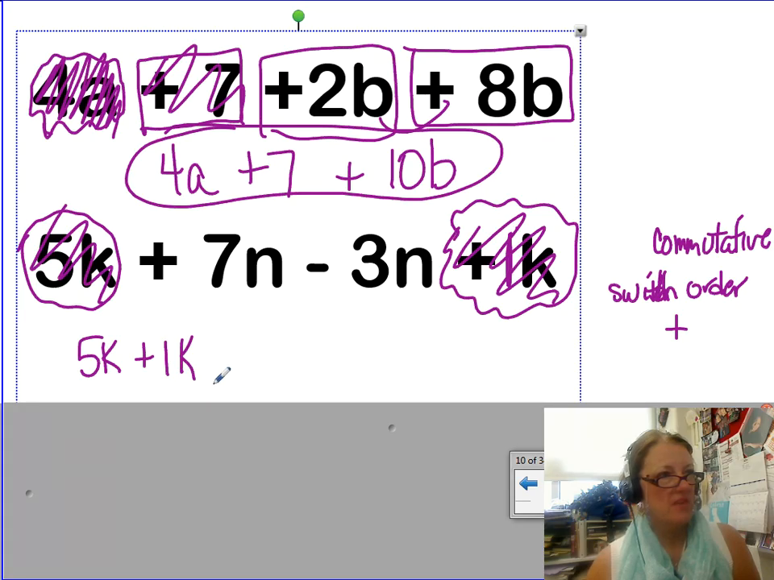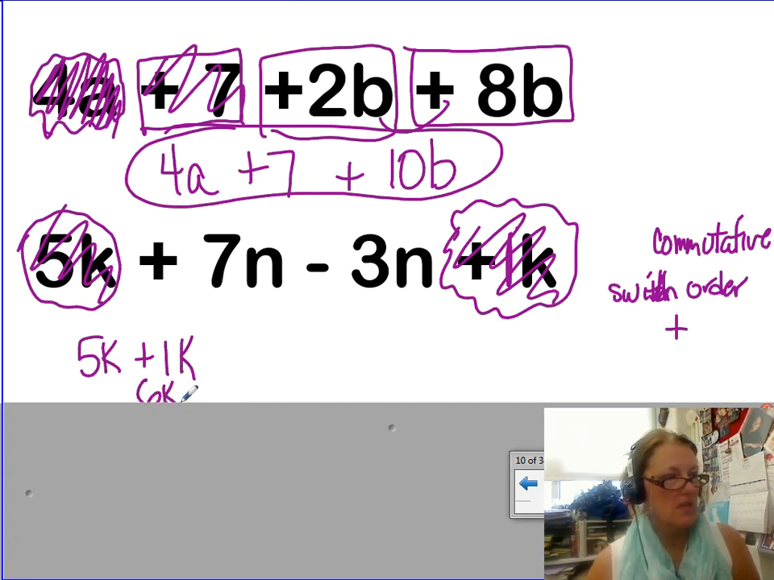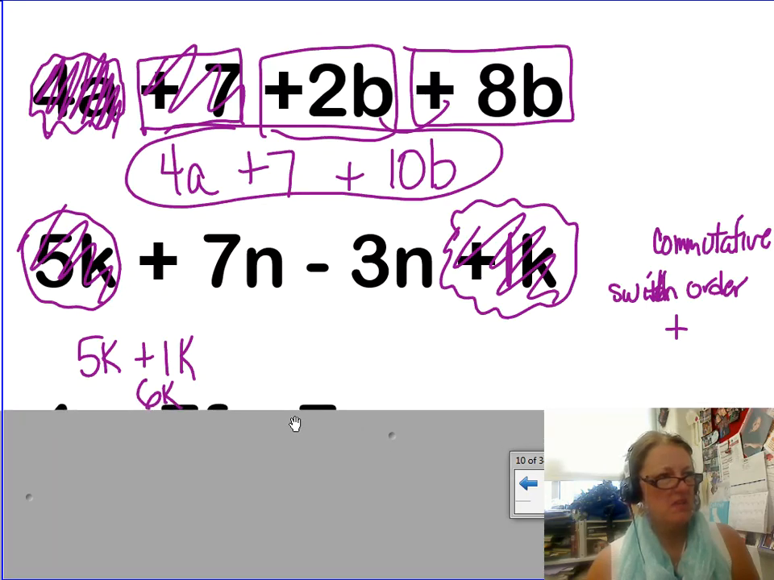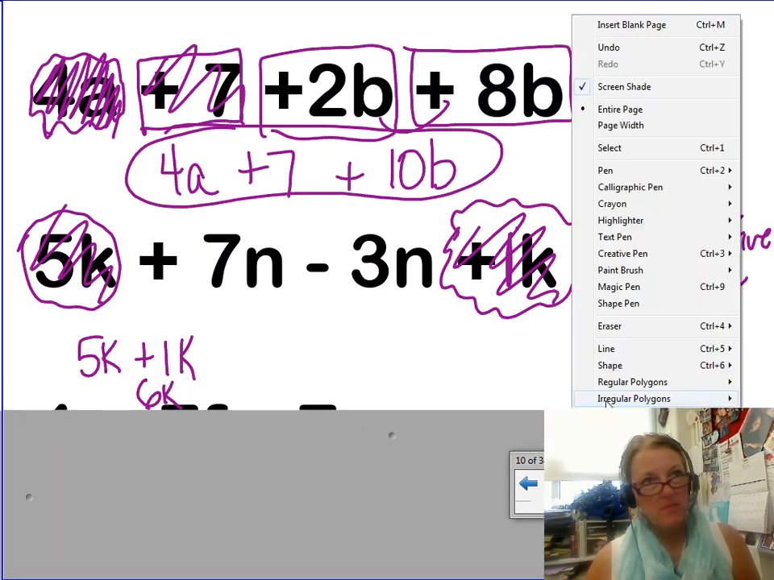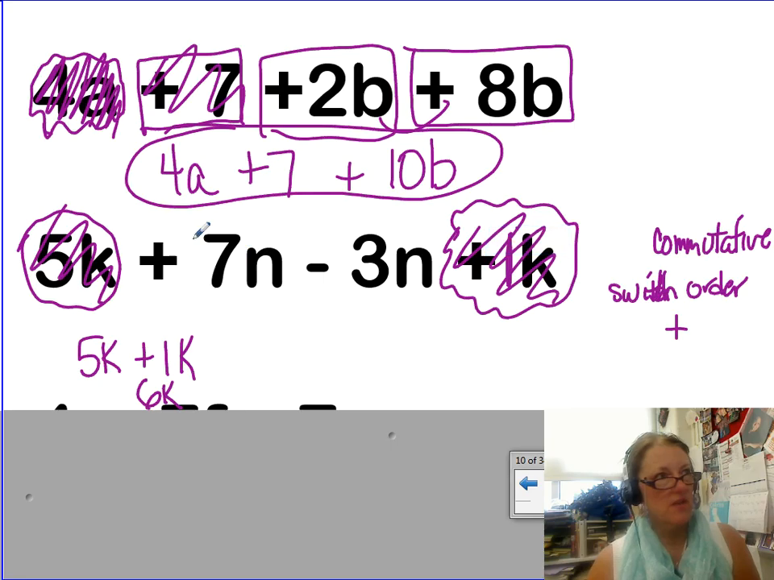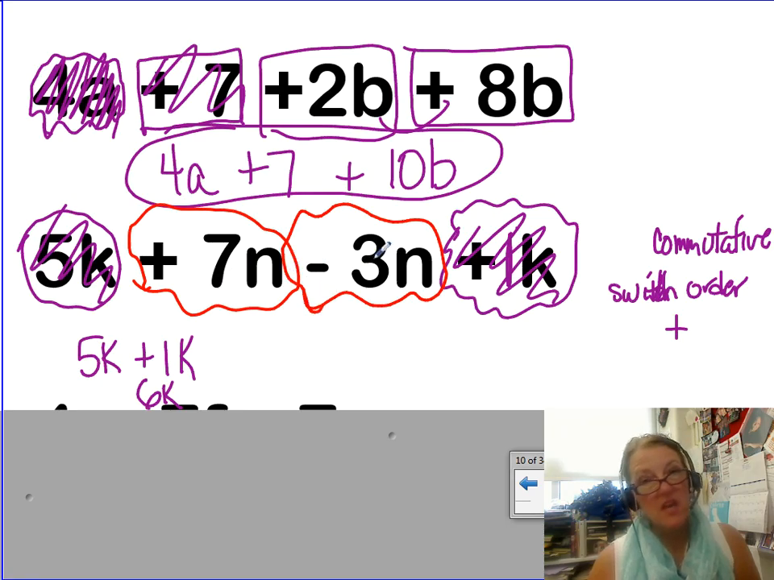All right, 6k. Where can I squeeze this in? Now maybe I'll switch color to make it a little easier. Now I have a 7n. It's a plus or a positive 7n and a minus 3n. Keep the signs together because you and me, baby, we're stuck like glue. All right, here we go.